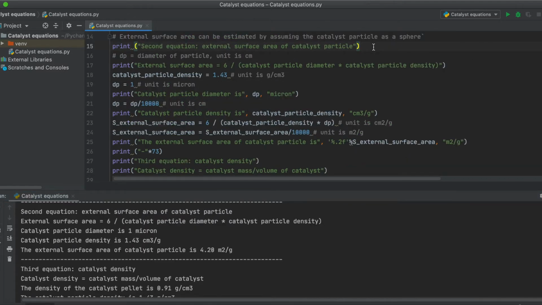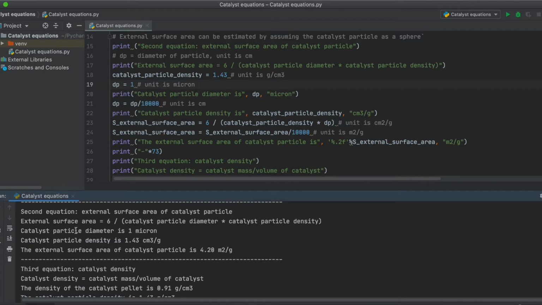Next, I'm going to jump to the second equation, the external surface area of a catalyst particle. To calculate the external surface area of a particle, you need to know the particle diameter and the particle density. The equation to calculate the external surface area is 6 divided by the catalyst particle diameter times catalyst particle density. The catalyst particle density is 1.43 gram per cubic centimeter, and the particle diameter is 1 micron.